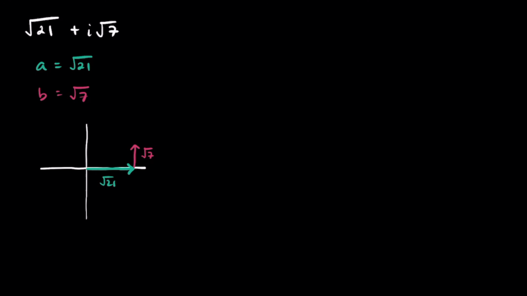And while we have rectangular form, we're trying to go to polar or trig form, so we'll need the radius here, or the absolute value of this complex number. To find the radius of the circle, that's just going to be the square root of a squared plus b squared. So that's going to be root 21 squared, and we're also going to have to add on here the root 7 squared.